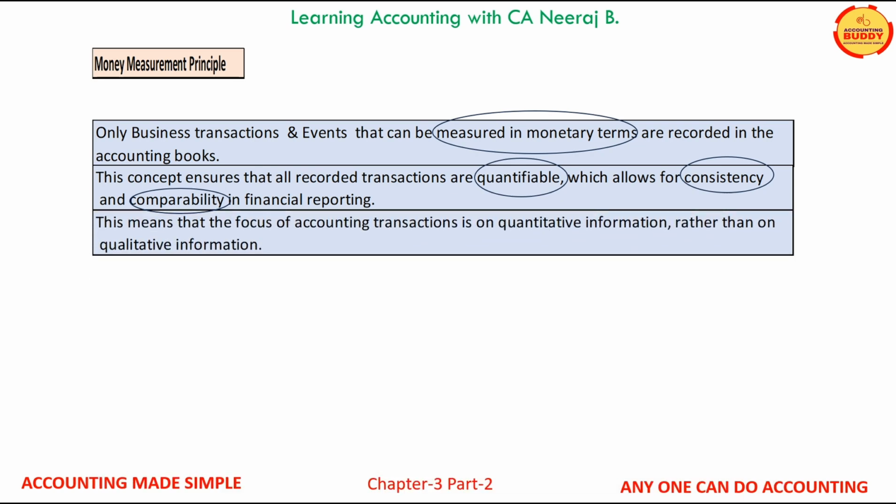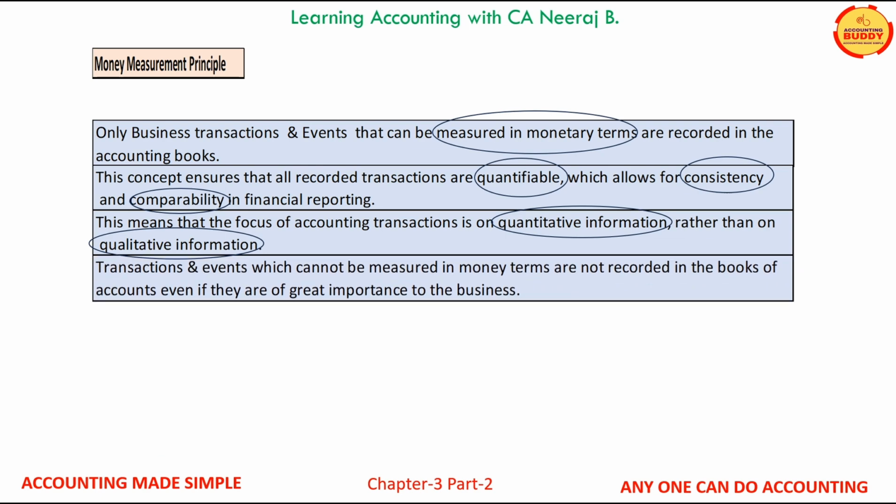This principle implies that the focus of accounting transactions is only on quantitative information and not on qualitative information. Therefore, transactions and events which cannot be measured in monetary terms are not recorded in the books of accounts even if they are of great importance to the business.